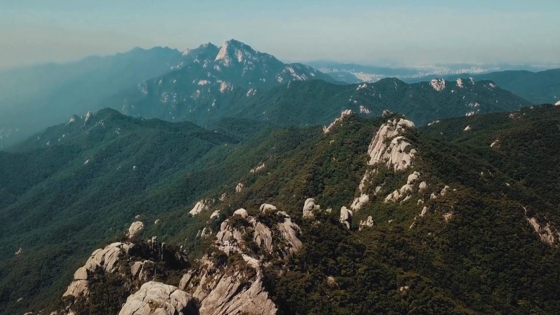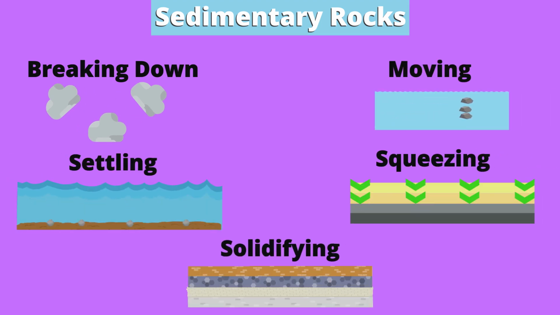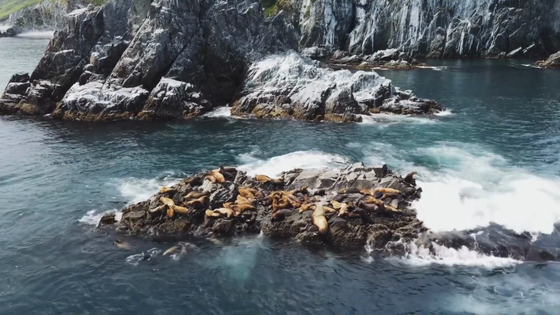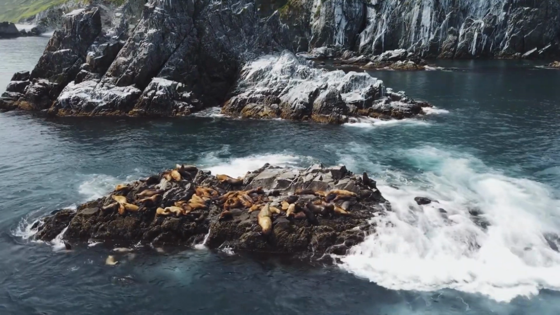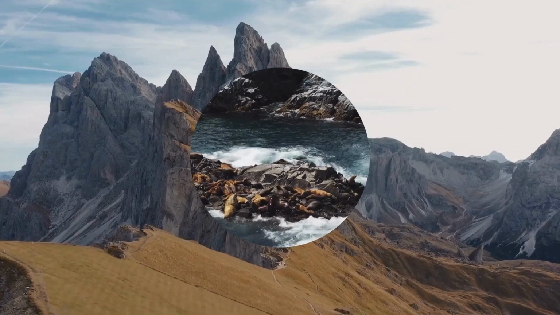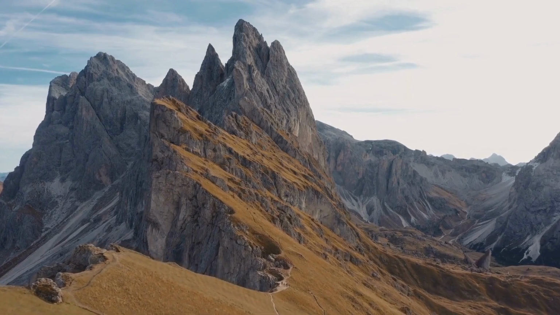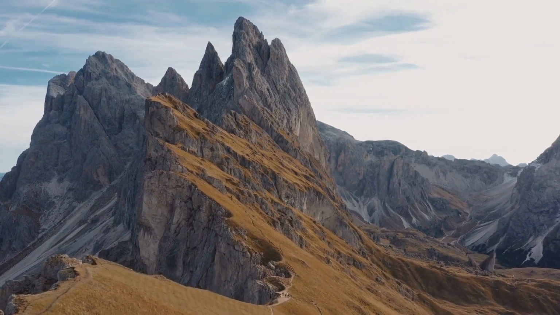These are main concepts to remember. The transformation of rocks into sedimentary layers involves breaking down, moving, settling, squeezing, and finally solidifying. Each process is a crucial part of a larger story that shapes the Earth's surface over vast periods. Understanding these processes helps us appreciate the dynamic nature of our planet and the forces that continue to shape it.